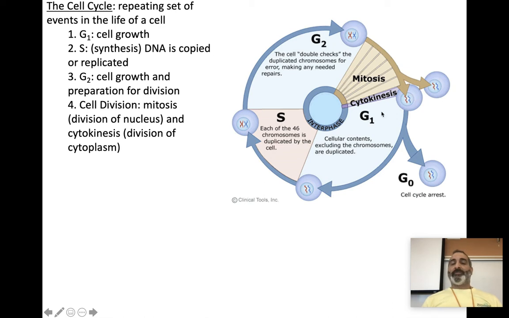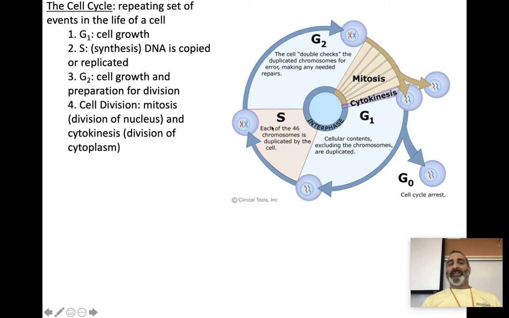G1 is the growth phase, when the cell is growing and getting ready to do a lot of what it needs to do later, like divide. It tells you here that cellular contents, excluding the chromosomes, are duplicated. Things get copied. Organelles get copied in G1. Then it gets to the S part.